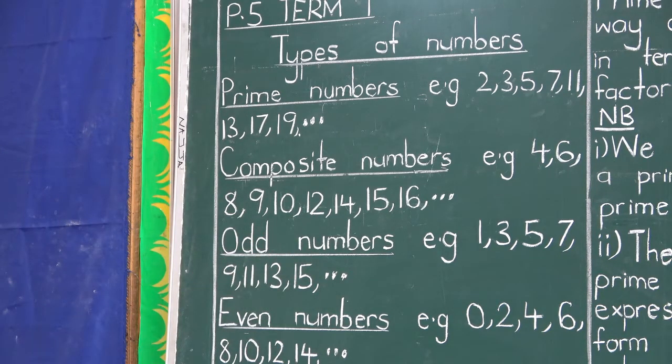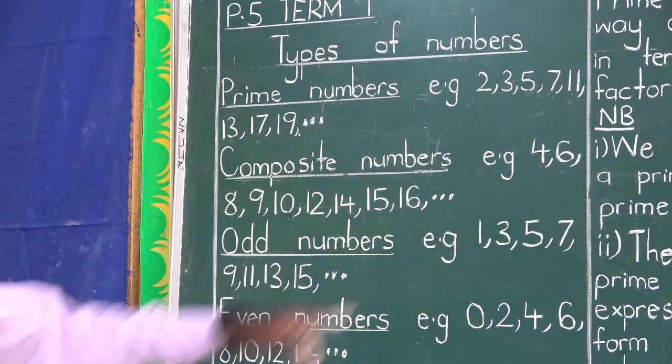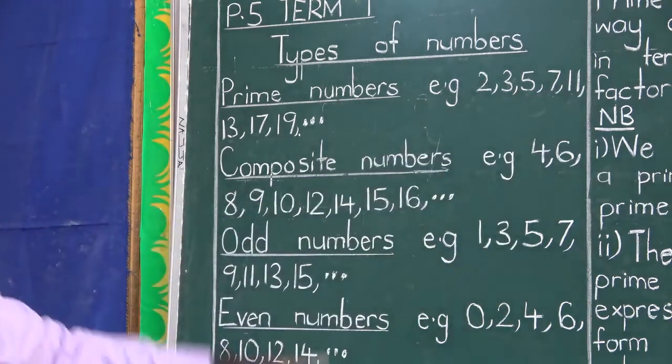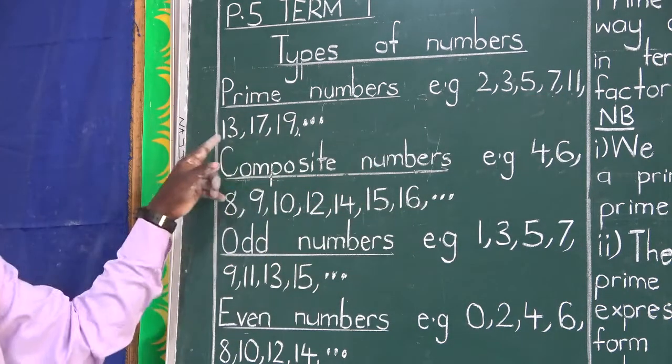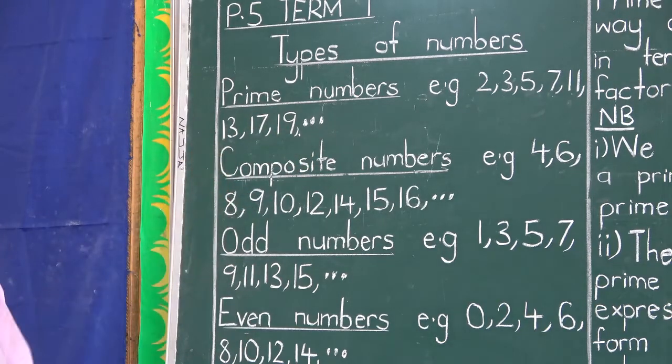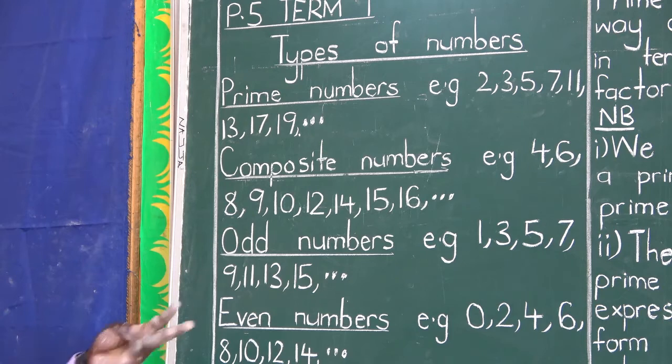Then 12. Because 11 is among the primes, what is missing here? 12. Between 11 and 13, it is 12. 12 is a composite number. It has got like 4 or 5. Let us see how many factors it has.